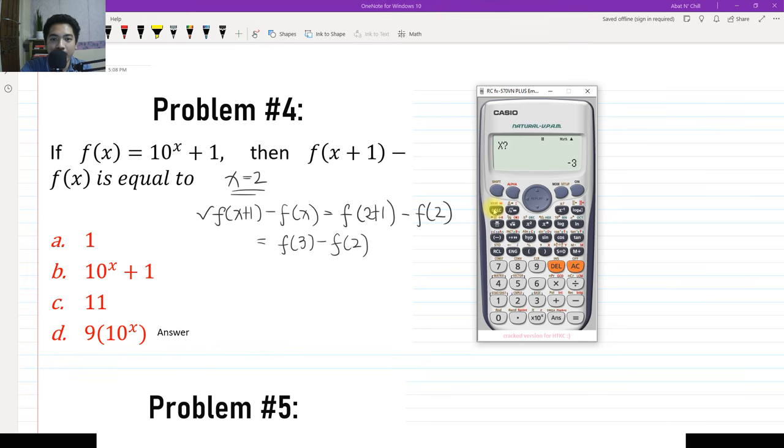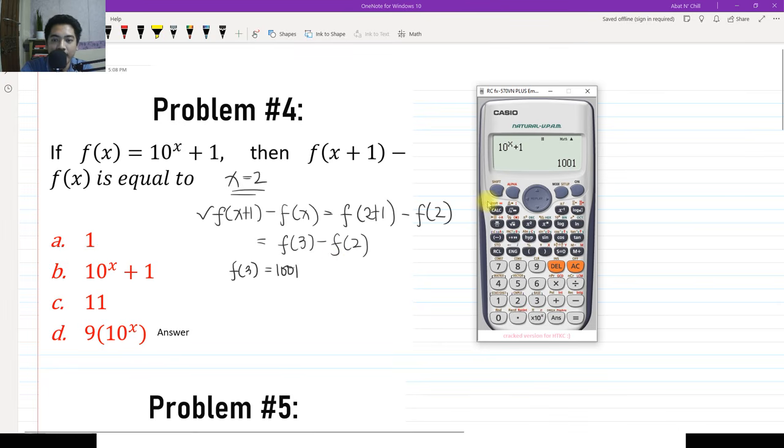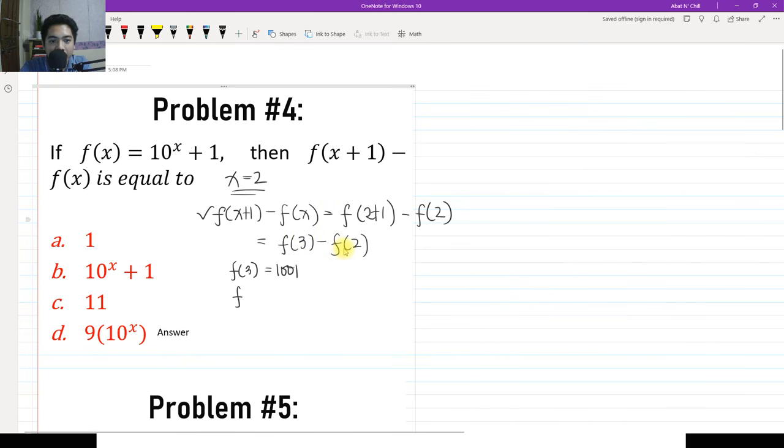So, we're going to calculate f of 3. We calculate 3, and that is 1001. So, f of 3 equals 1001. Then, we calculate it again by pressing calc. So, we get f of 2. Instead of 3, we input 2. And again, we get a value: f of 2 is 101.